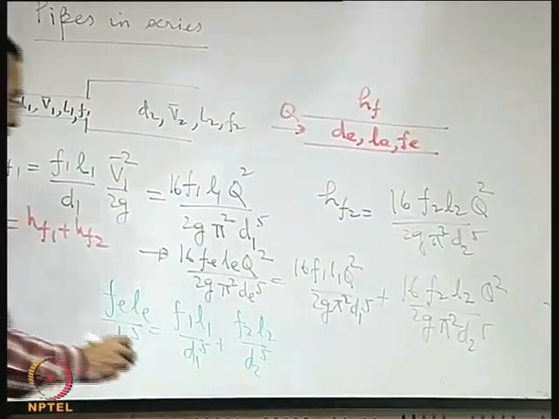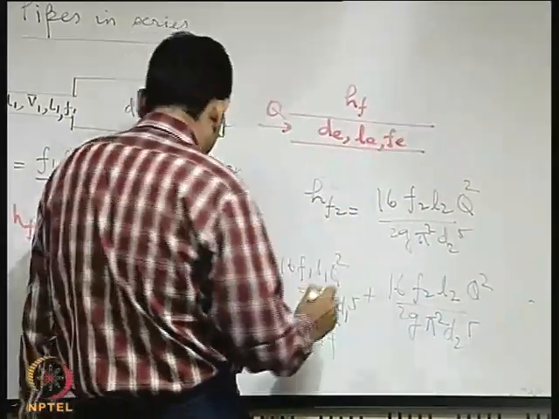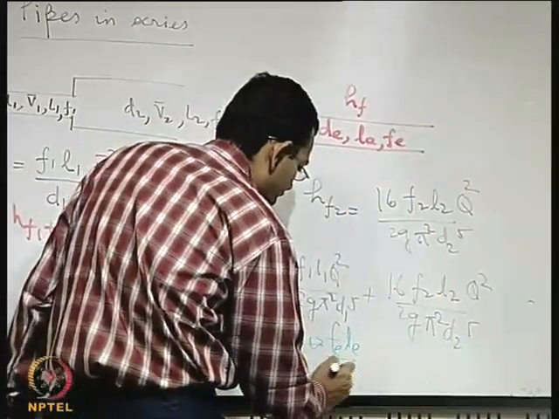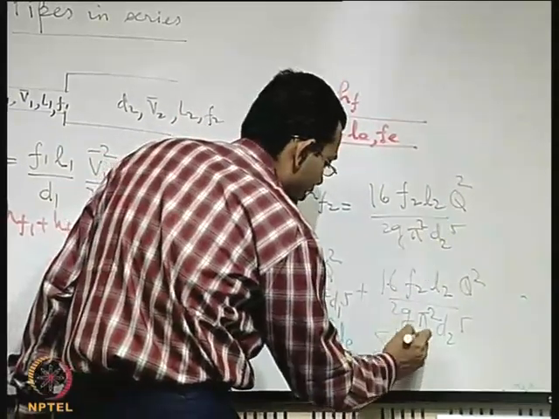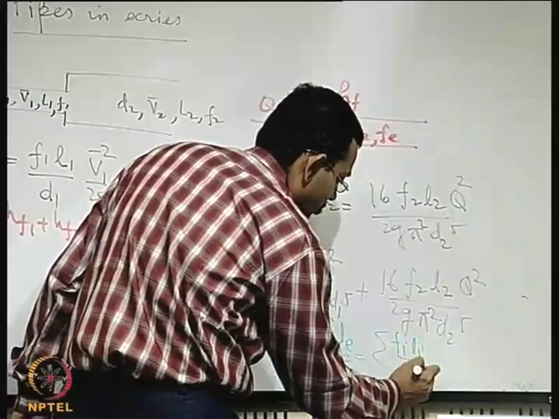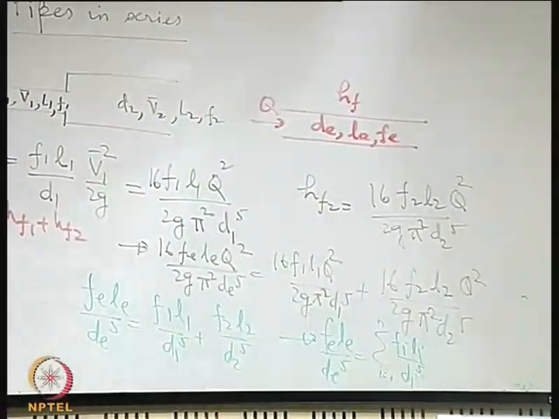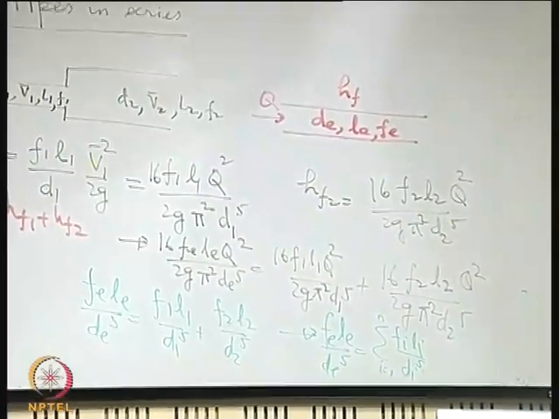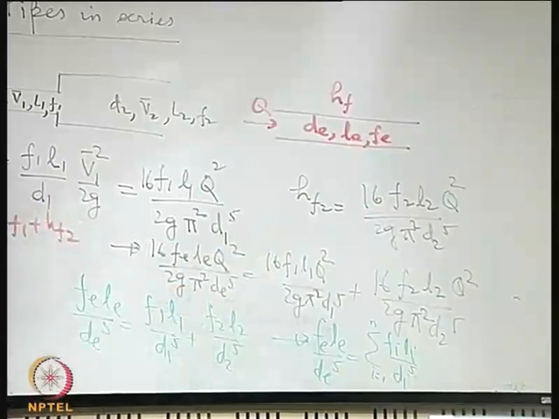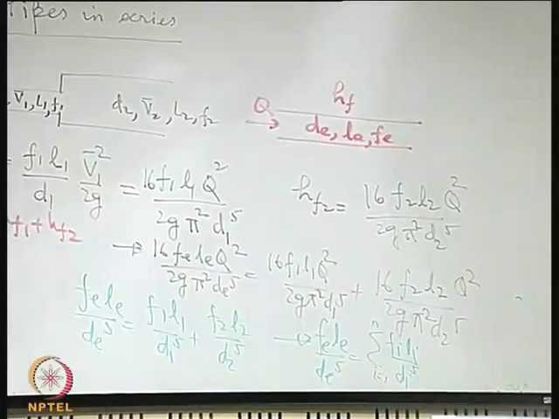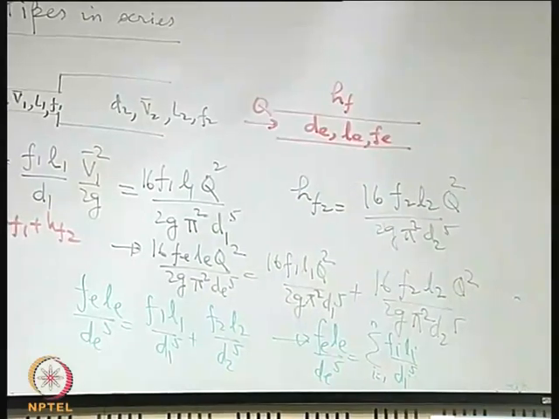In general, if you have n such pipes in series, you have FE LE by DE to the power 5 equal to the summation of Fi Li by Di to the power 5, i equal to 1 to n. It is like an equivalent resistance as the sum of the resistances, a simple way of looking at it. Now let us look at pipes in parallel.